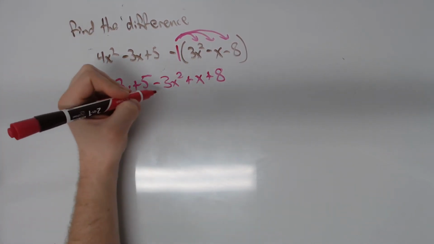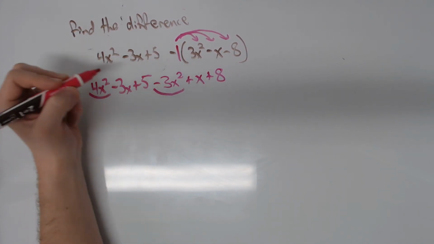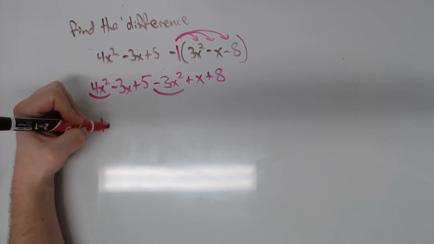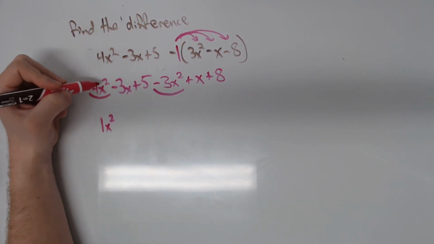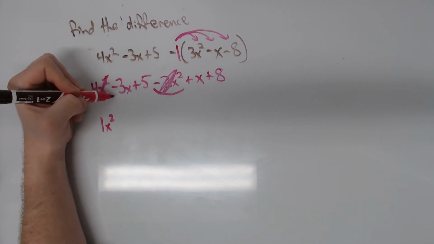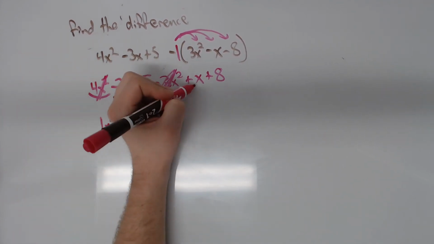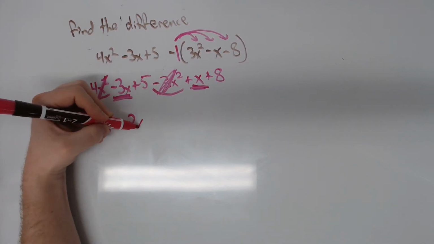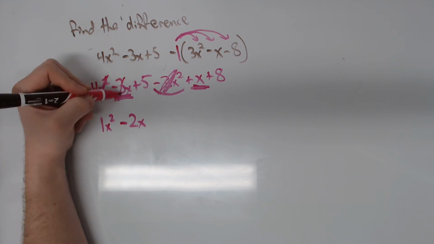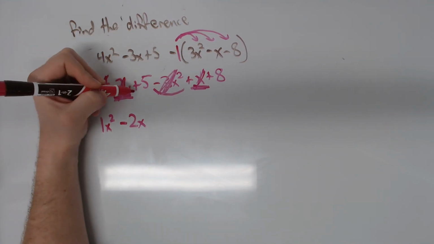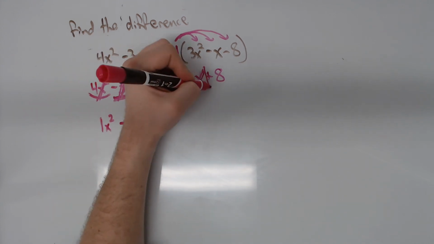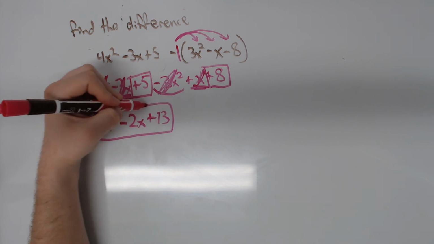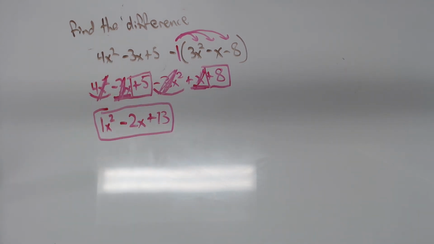So start with my x squared terms. 4x squared and minus 3x squared. 4 plus negative 3 is 1. 1x squared. Those are done for. Now I've got minus 3x plus x. Negative 3 plus 1 is negative 2. So negative 2x, minus 2x. Those are done. Then my plain numbers, I've got a plus 5 and a plus 8. 5 plus 8 is 13. And there's our difference.